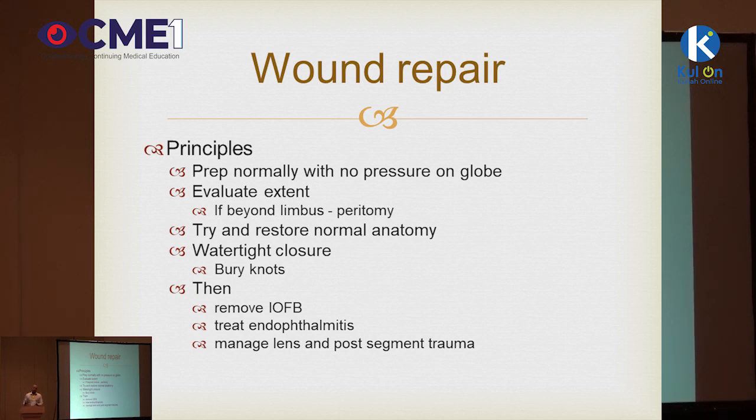So if there's an obvious corneal laceration, I would repair that first before doing the exploration to look for a scleral rupture or a globe rupture. Always aim for a watertight closure. You can always check with intraoperative fluorescein on the eye whether it's Seidel positive or negative, and always bury the knots. It may sound like a simple thing to do, but if you forget to do that, it'll just irritate the patient's eyes and cause post-operative inflammation and a lot of discomfort.